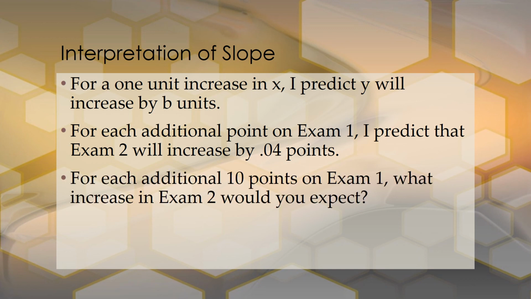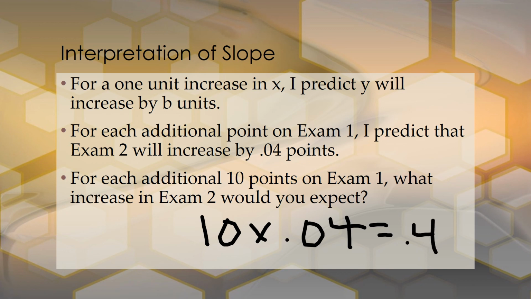Let me ask you one more question. For each additional 10 points on exam 1, what increase in exam 2 would you expect? You can think of it as, for each point it was 0.04, so 0.04 plus 0.04 plus 0.04, you do that 10 times, right? That'd be 0.4 points. Or you can calculate that by 10 times the slope of 0.04, and that ends up being 0.4 points.